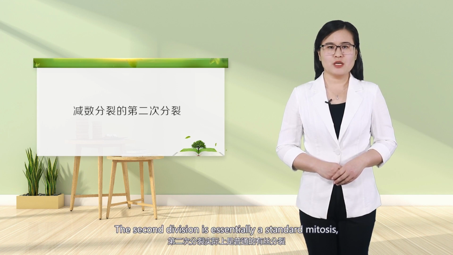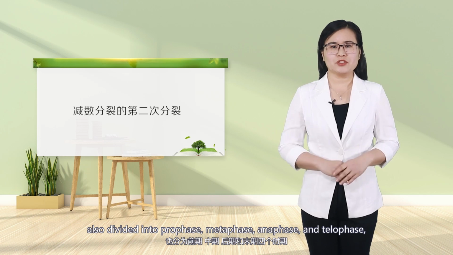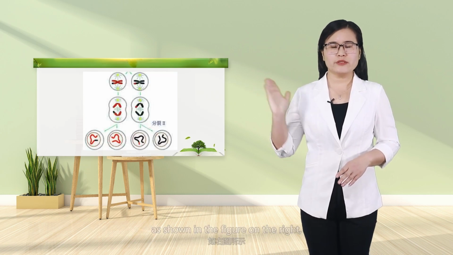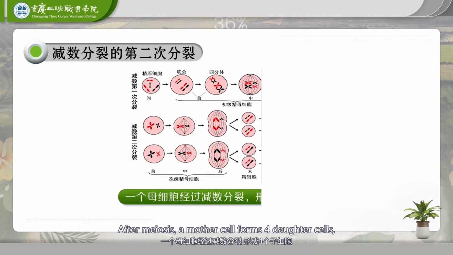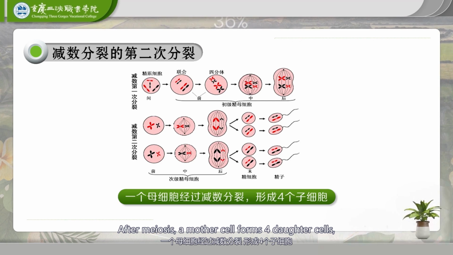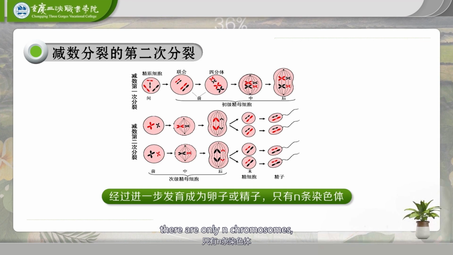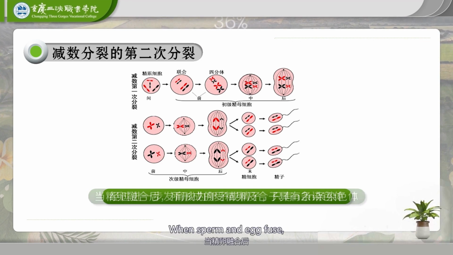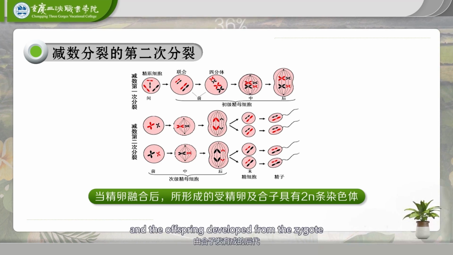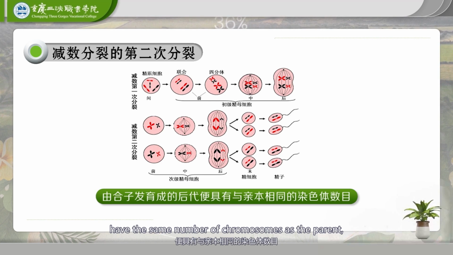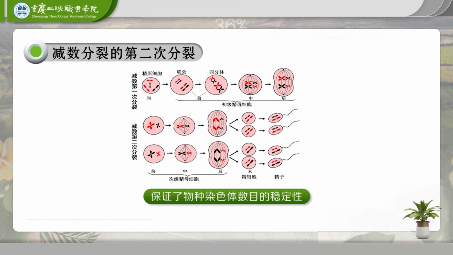The second division is essentially a standard mitosis, also divided into prophase, metaphase, anaphase, and telophase, as shown in the figure on the right, and finally forms four daughter cells, which will not be repeated here. After meiosis, a mother cell forms four daughter cells, which further develop into eggs or sperm. There are only N chromosomes. When sperm and egg fuse, the resulting zygote has two N chromosomes, and the offspring developed from the zygote have the same number of chromosomes as the parent, ensuring the stability of the number of chromosomes of the species.